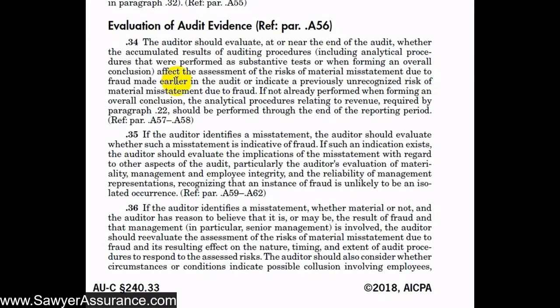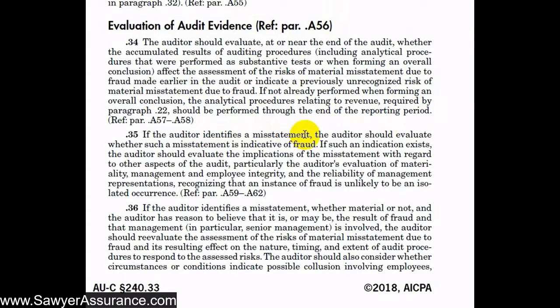So after we've done all of our procedures in the audit, as well as our analytical procedures that are required in paragraph 22 above, we need to assess the evidence that we've obtained and see if there's any further risks that we didn't consider earlier in our planning process. And if there's any further risks that we didn't foresee, then we should respond to those appropriately according to the other sections that we've gone through so far.